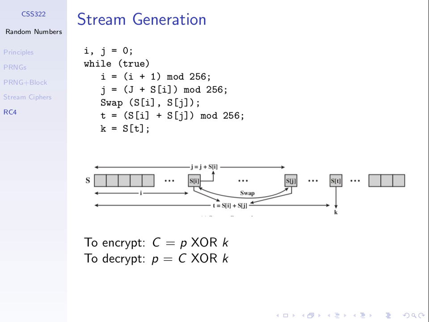Because i has been updated. i and j are initially 0. We modify i in the first line. i becomes 1. So j becomes 0 plus S1. S1 is 3, so mod 8, j becomes 3. Swap Si and Sj, S1 and S3, and we'll get the new value of S.